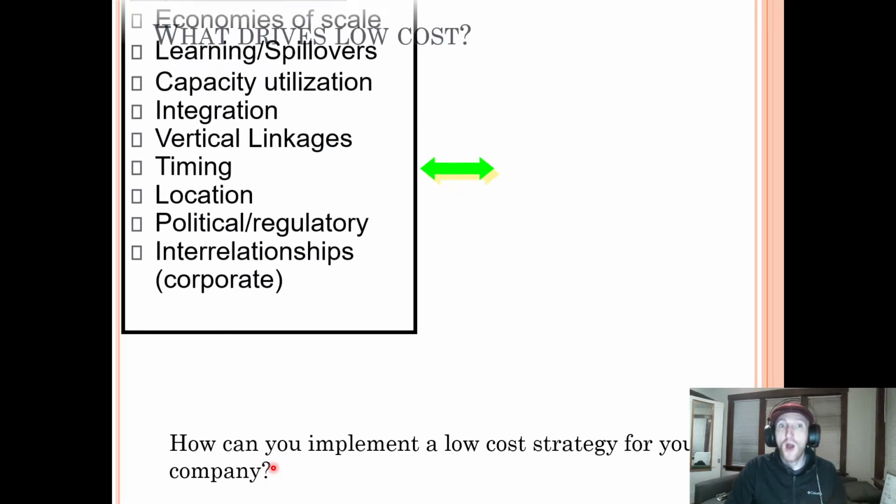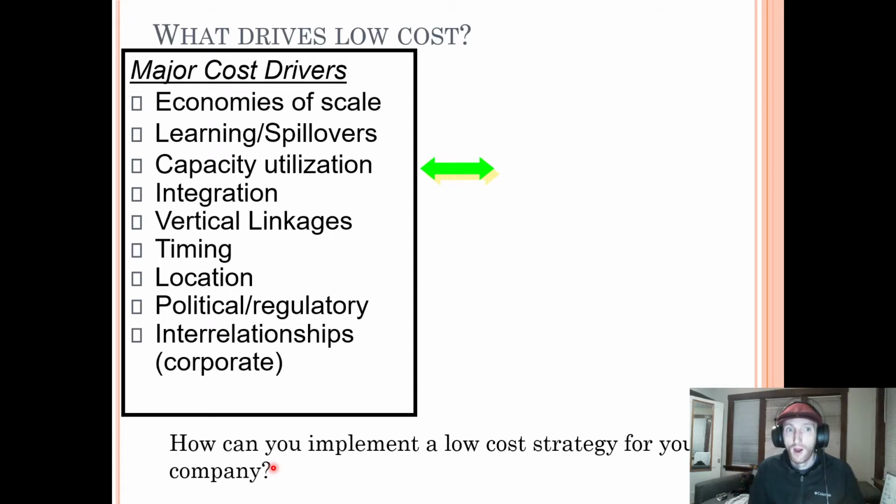So what drives low cost? Well, most of the time, we see a low cost strategy driven by what we call major cost drivers. The biggest one I want to bring your attention to is economies of scale. Now, you might be familiar with economies of scale. You might not remember this. What this means is the efficiencies that we gain by virtue of the size of our organization.